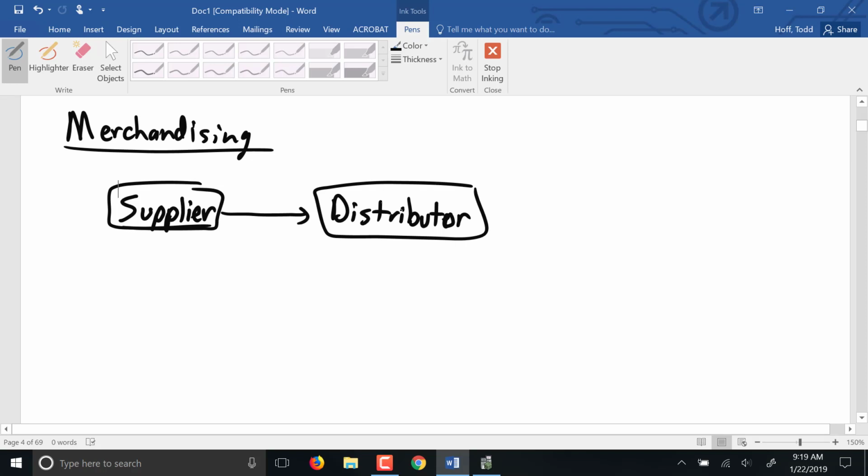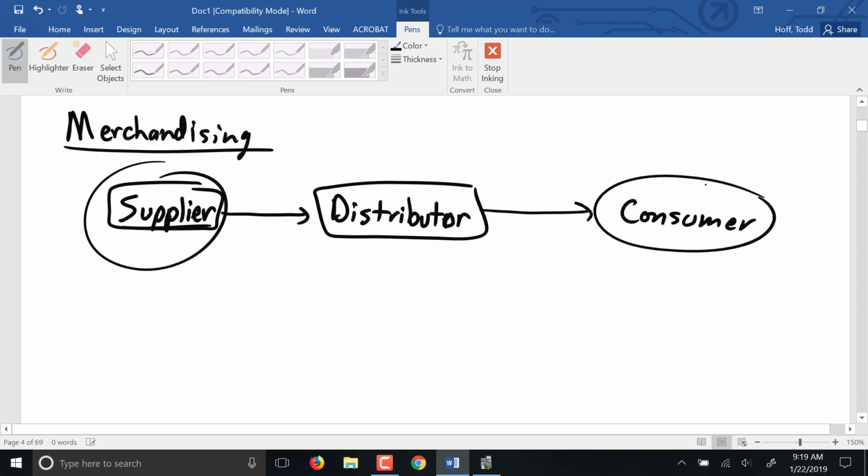To the distributor, the retailer, it goes from the supplier, the producer, basically, and then they're the link between the producer and the consumer. So the consumer is the final person who's actually going to take and use those goods.